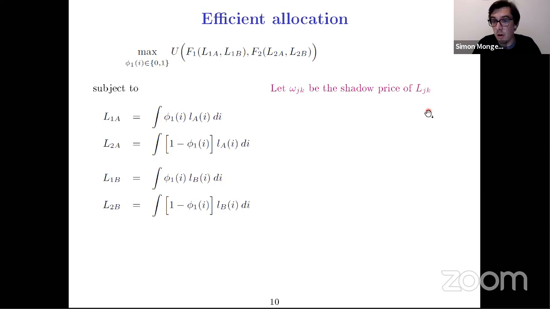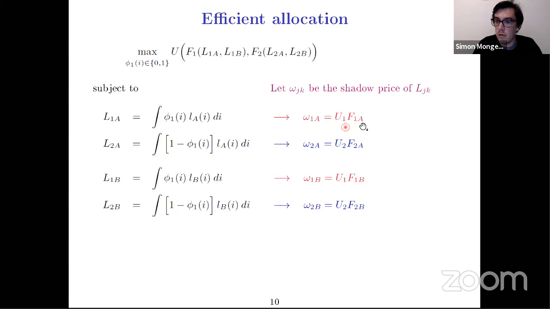So what's the planner going to do here? The planner is going to choose this allocation such as to equate the social marginal product of each skill in each occupation to the shadow price that the planner faces. Okay. So here I have the marginal product of skill A in occupation one, weighted by its marginal utility, equated to this shadow price. Okay.